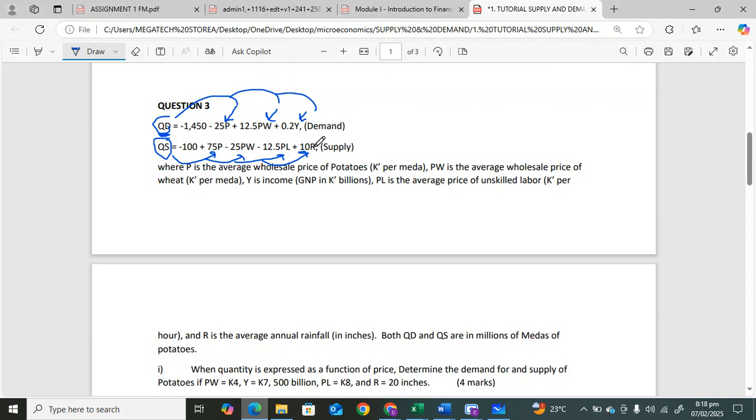This is a realistic demand function. The previous one we saw was just price and quantity demanded. Now here, it's more realistic because remember there are a lot of factors that can affect quantity demanded. It's not only the price of the good. Okay. Any questions before we move further?